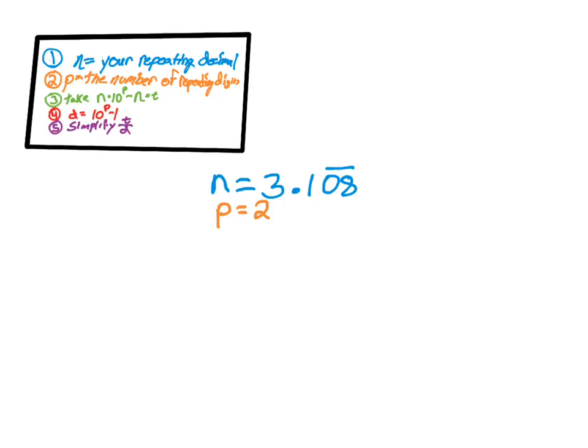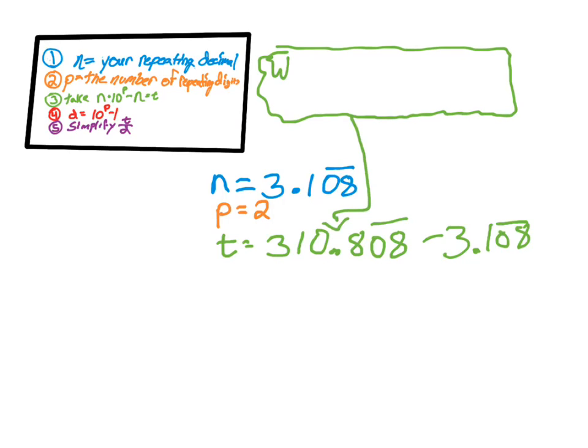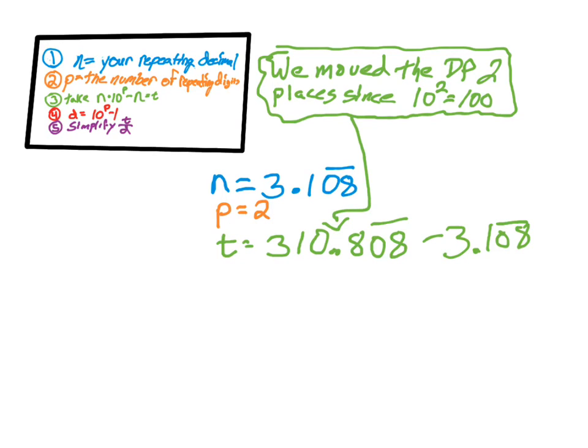Now we're going to take n times 10 to the p, minus n, and set that equal to t. So t is equal to 310.808 repeating, minus 3.108. Notice we moved the decimal point 2 places since 10 squared is equal to 100. So notice I moved it over 2 places.